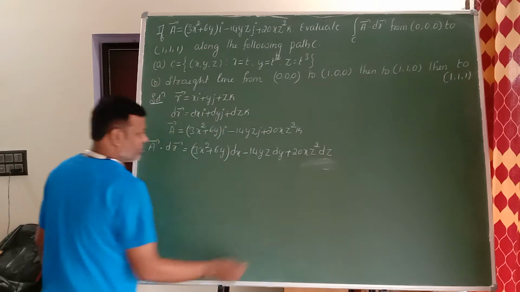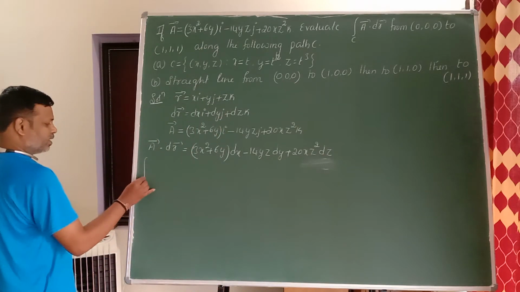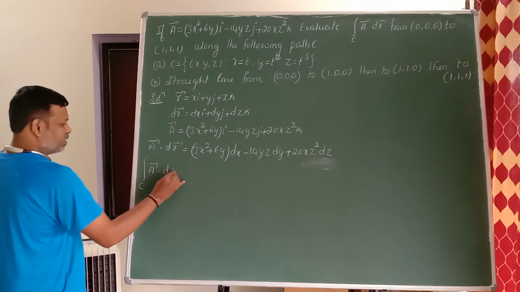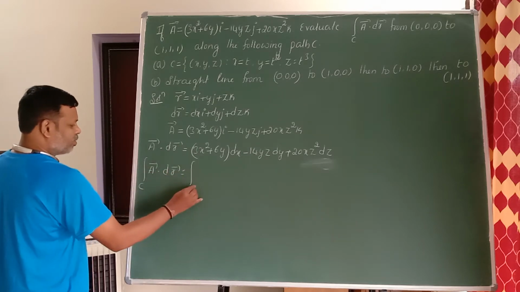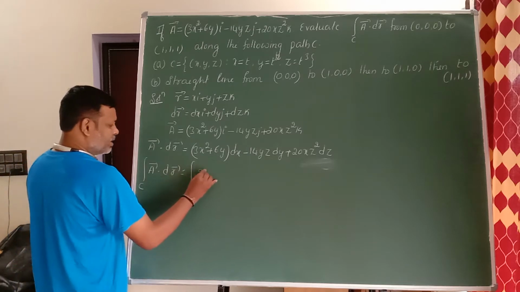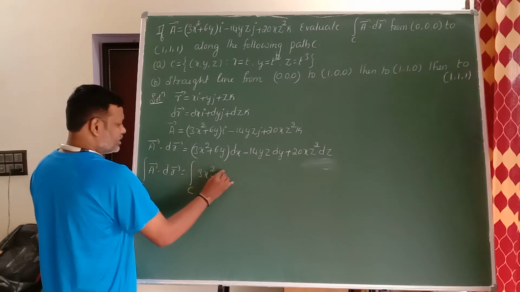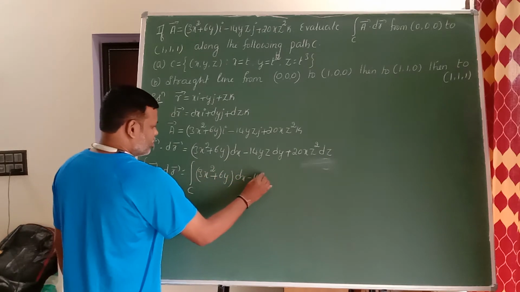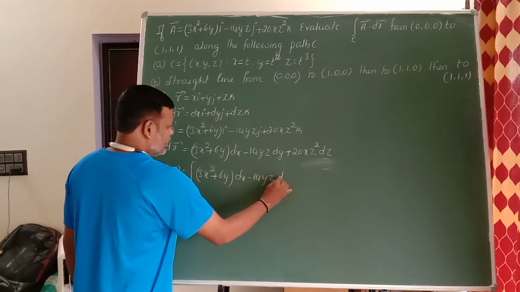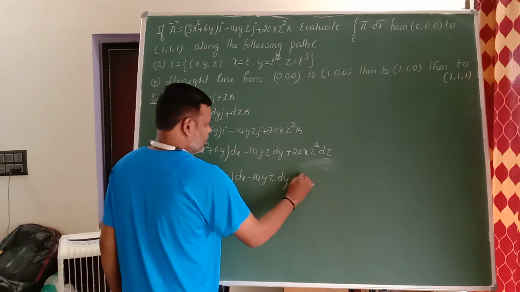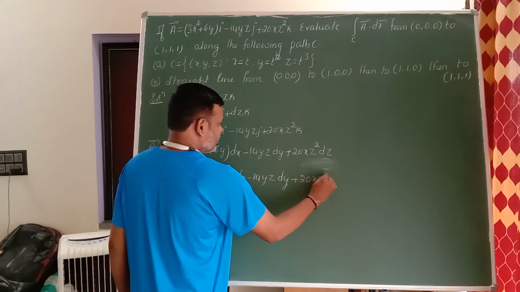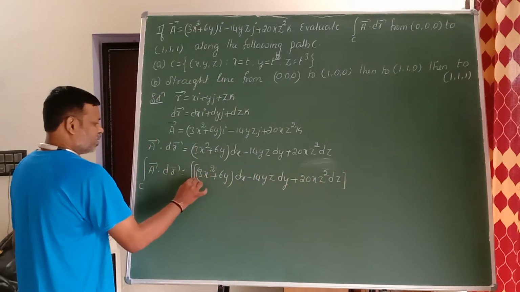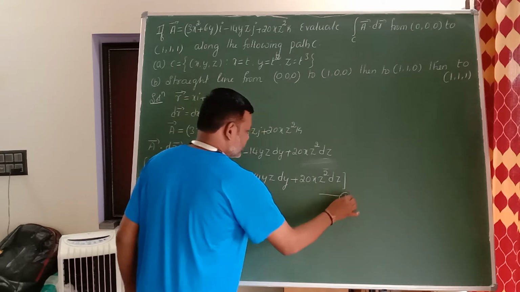Now let us write down here. The line integral over a curve C of A dot dr is equal to the line integral over the curve C of (3x² + 6y) dx − 14yz dy + 20xz² dz. So let this be taken as equation number 1. This is very much needed, equation number 1.